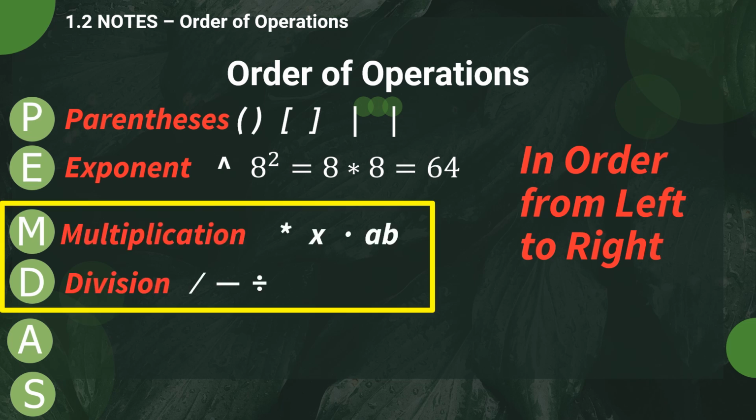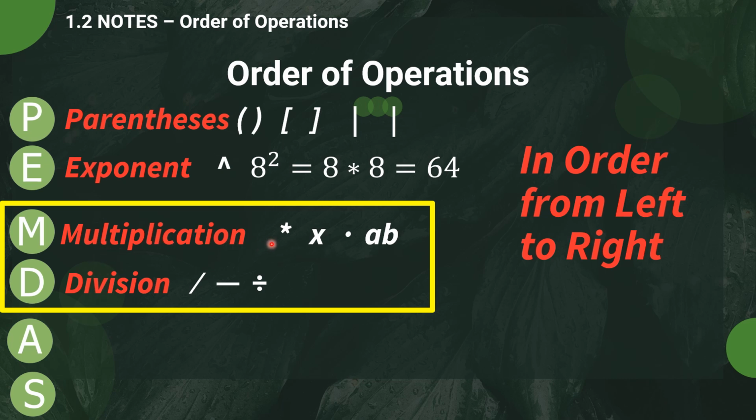Multiplication and division go together. So a lot of times you'll hear me say parentheses, exponent, multiplication, division. So those two go together, and it is in order from left to right. So in other words, if the division comes first, then you actually do the division first before the multiplication. And that's where a lot of students get tripped up in the order of operations.